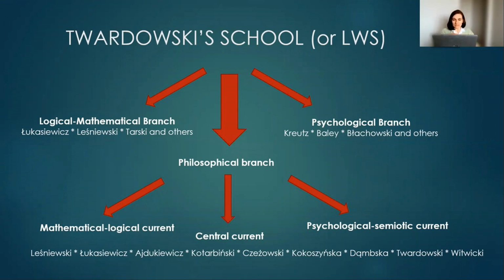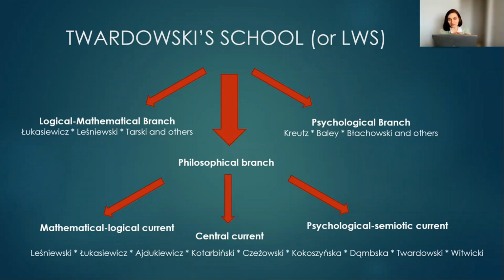And there is, of course, a central current, which is in between the mathematical and psychological semiotic current. And along this broadest line, there is the list of philosophers listed from the most logical to least logical. So Leśniewski, Łukasiewicz, Ajdukiewicz are perhaps the most logical philosophers. Kotarbiński, Czyżowski, Kokoszyńska are in the middle, and Domska, Twardowski, Witwicki are more semiotic members of the school.